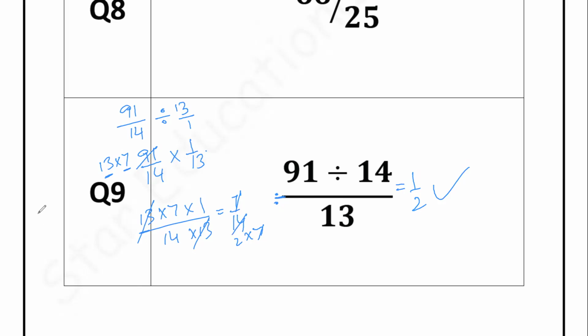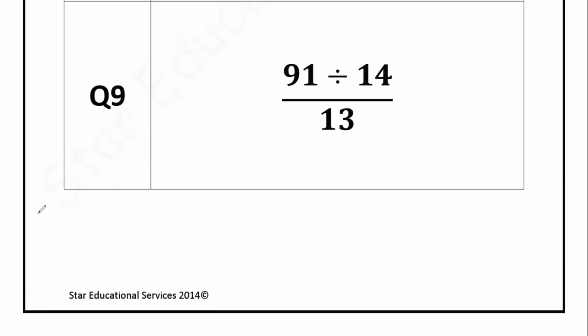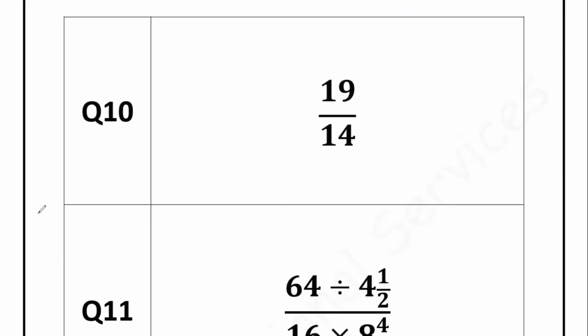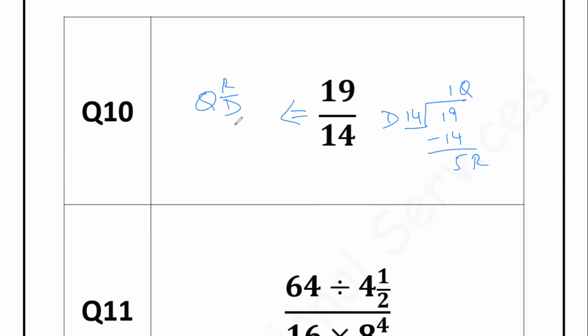Last one. No, I think there is a last page now. 3 more questions. So again, a direct division taking place. 14 goes into 19 once, and my remainder is this. Quotient is this. Divisor is this. So quotient, remainder upon divisor. So it is 1, 5 over 14. Got it?